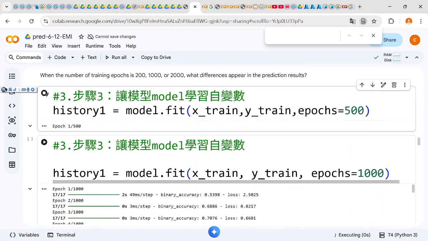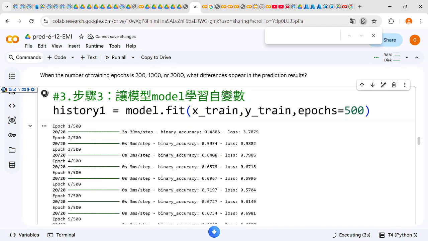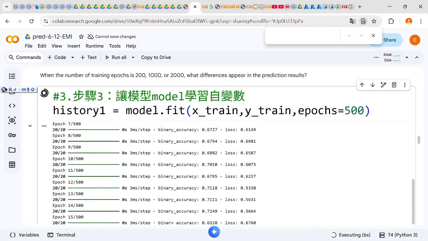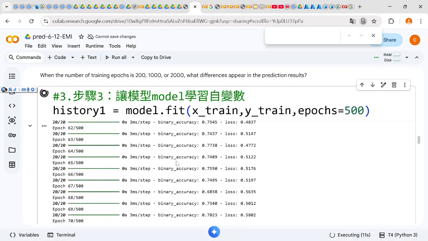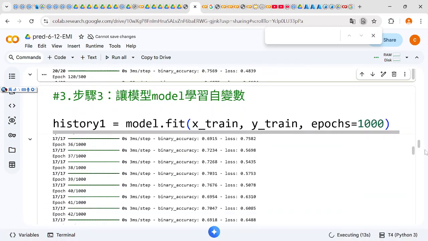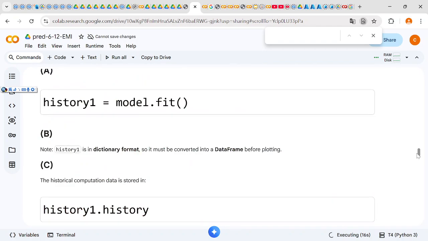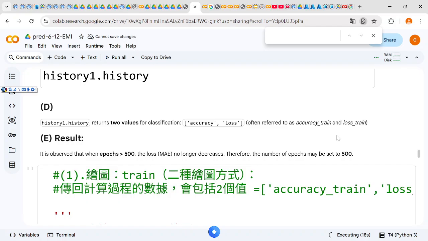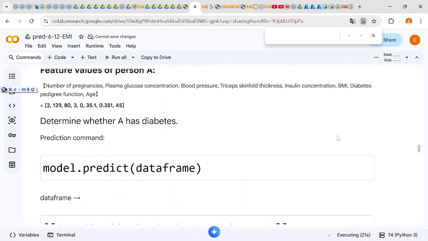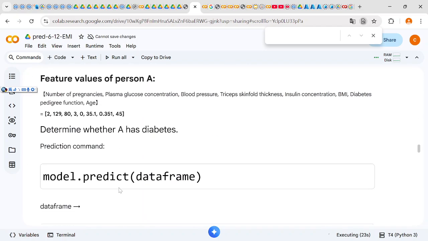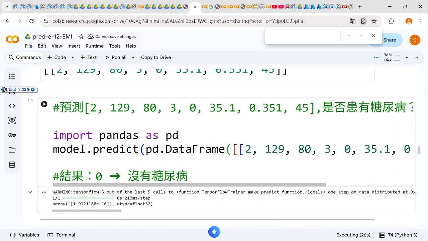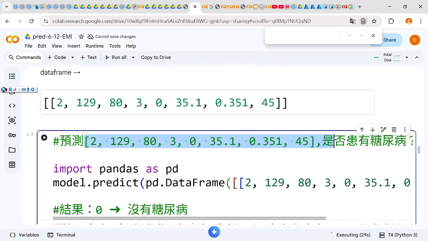Okay, let me see. Okay, we wait for this to run, and I should teach the next step. It will do the predict. Step 4, make a prediction. I will predict whether this person has diabetes or not.